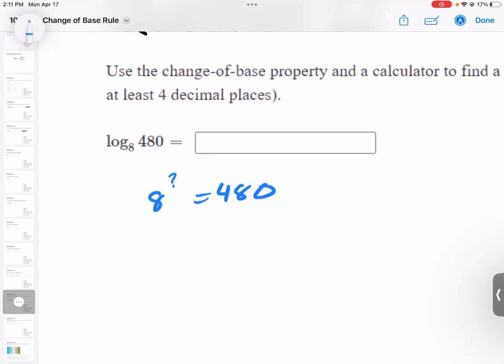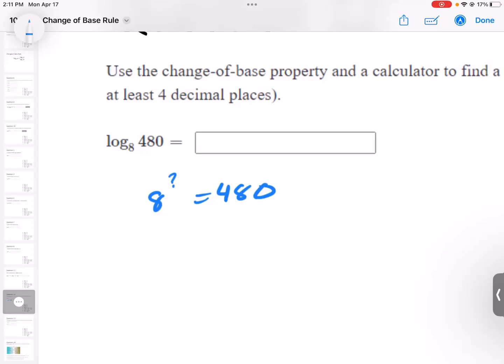We could approximate it. I don't know what 8 cubed is. Someone want to calculate that real quick? 512. Okay, so we know it's going to be a little bit less than 3, but it's also going to be bigger than 2. So it's going to be some decimal, like 2 point something. But we don't know what that is because it's not a whole number. And our calculator also won't calculate that because we don't have a log base 8 button. We only have log base 10 and log base e.